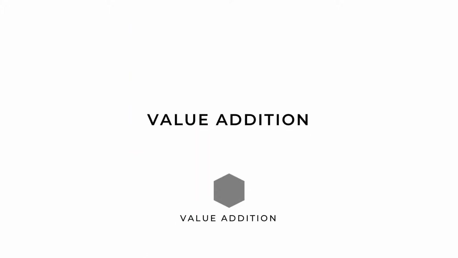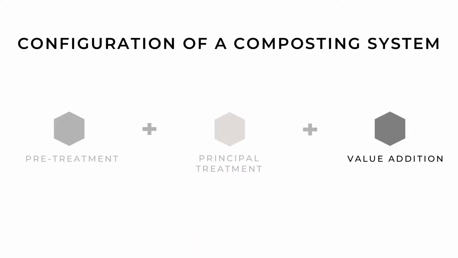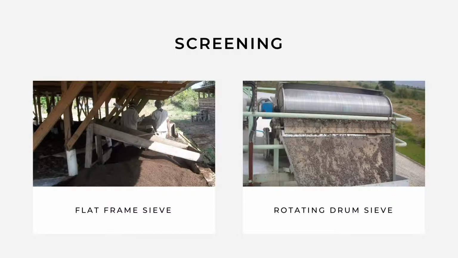The value addition step starts with the screening to remove larger particles, especially if the client requires finer compost. The screening is done either by using a flat frame sieve or a rotating drum sieve. As matured compost typically has a nitrogen content of 1 to 2%, it should not be labeled as fertilizer.